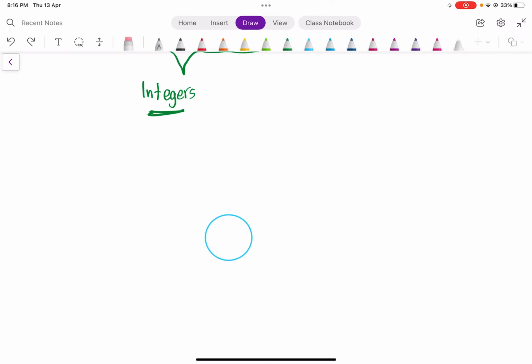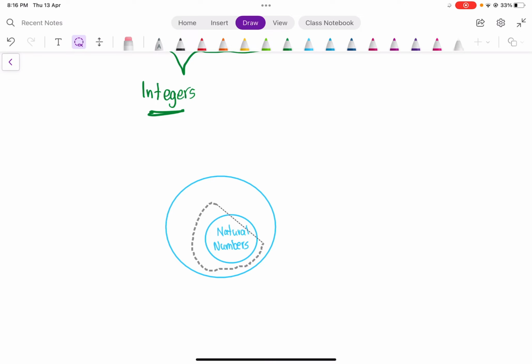So I think that big is good enough. So over here, this is our natural numbers. Now our next one, I should probably move this into the middle of this. Now these are our whole numbers.